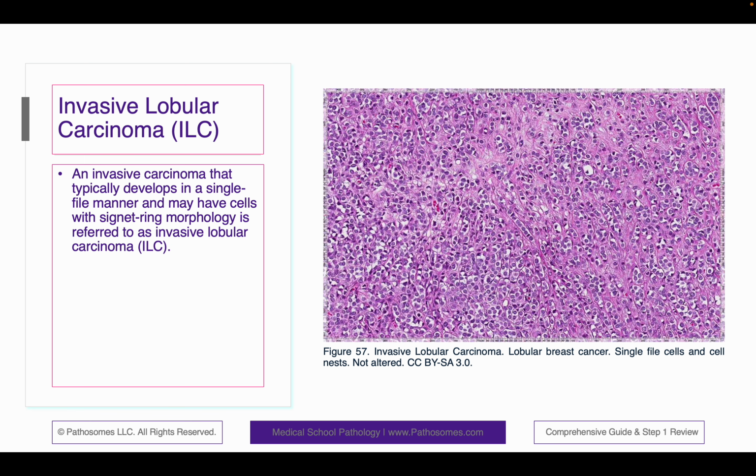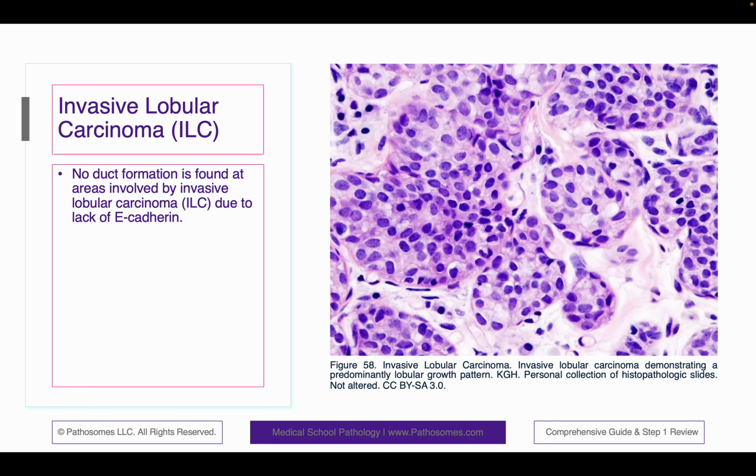And if you glance around this image, you'll see a lot of cells lining up in single file patterns for the most part, right? No duct formation is found in the areas involved by invasive lobular carcinoma due to a lack of E-cadherin, right? There's that lack of E-cadherin.